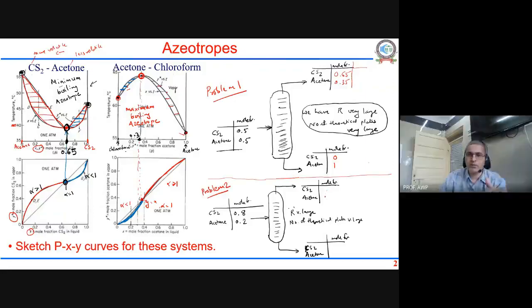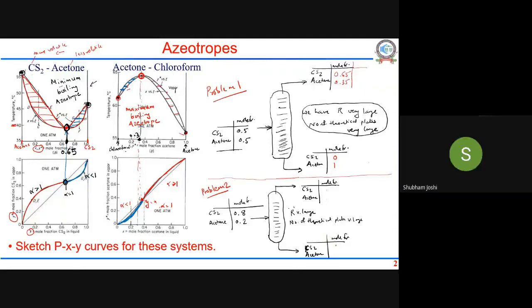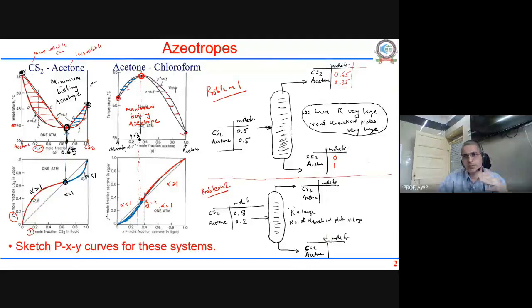No, you tell me the composition. What do you want? You tell me what composition you think you will get. Don't say CS2 will be in the bottom. Tell me the composition. Sir, wait, I'm thinking. CS2 can be at the top also, bottom also. Acetone can be at top also and bottom also. I don't know.